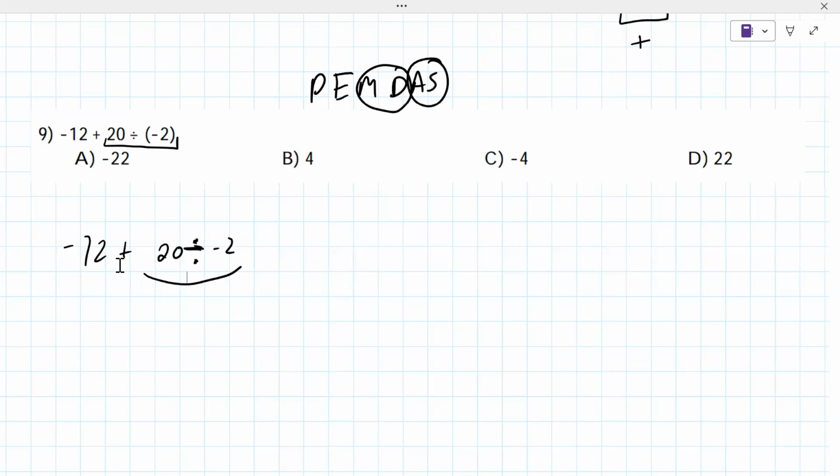-22. So you have -12 plus -10. It becomes -22. Very good. All right, let's have you do one more, and then we'll switch to a new topic.